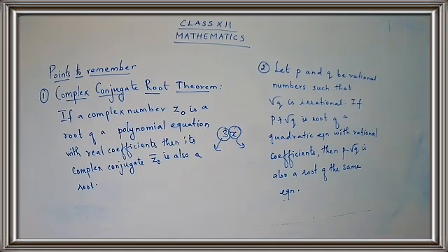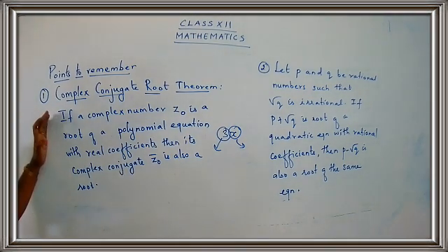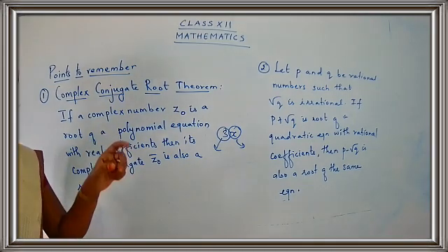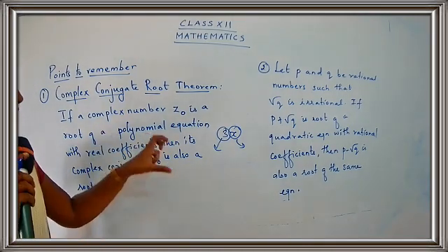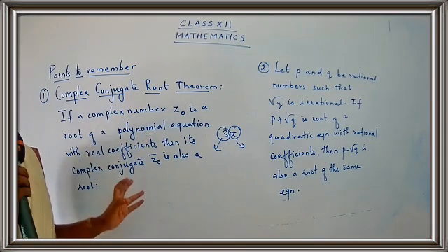What does point number 2 state? Let P and Q be rational numbers. So you are going to consider two rational numbers, P and Q. But root Q is irrational. And they are saying that if P plus root Q is a root of a quadratic equation with rational coefficients. Now here you may have a confusion. What are these rational coefficients? For the first point we took real coefficients, because there we were dealing with the real part and the imaginary part. So the polynomial equation should consider only the real coefficients.